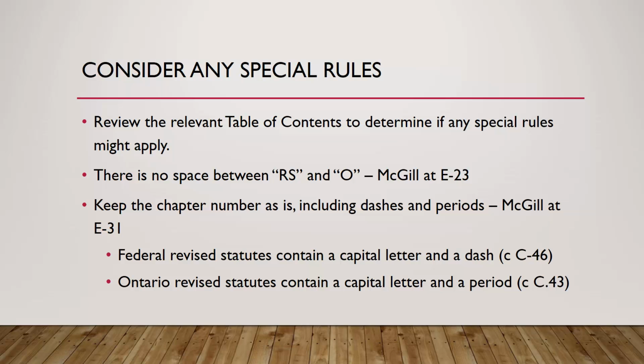Because the General Forms section in McGill consists of typical examples of citation, it is a good place to start. However, you will also need to review special citation rules that apply to your source. The table of contents can serve as a checklist to determine if any special rules might apply. In our example, we note that there is no space between RS and O. Further, the alphanumeric chapter number should be kept as is in the citation, including any dash or period.